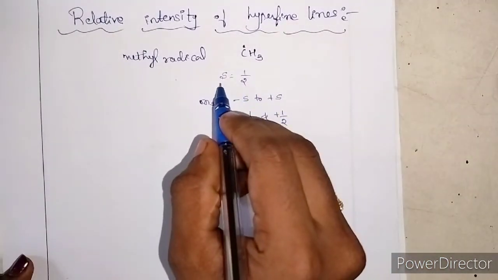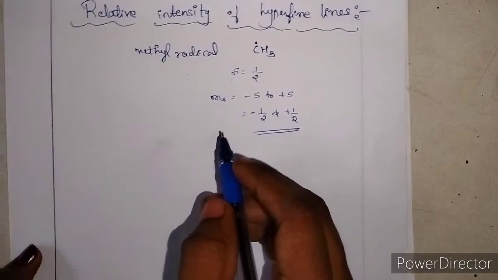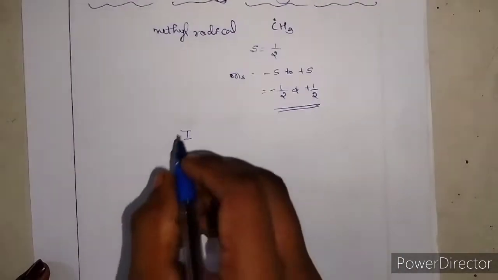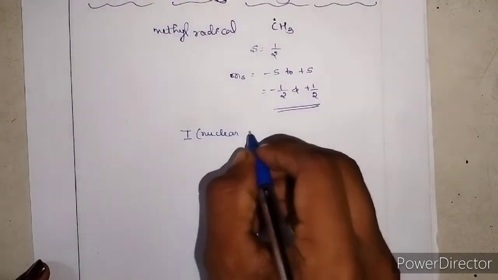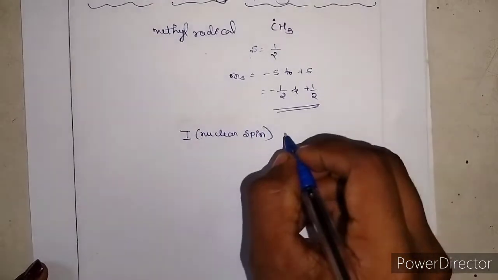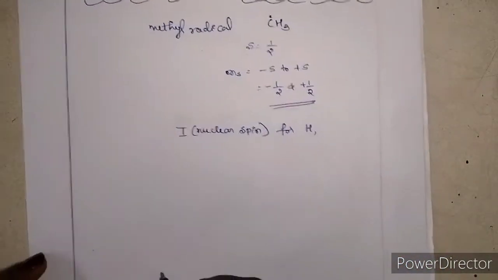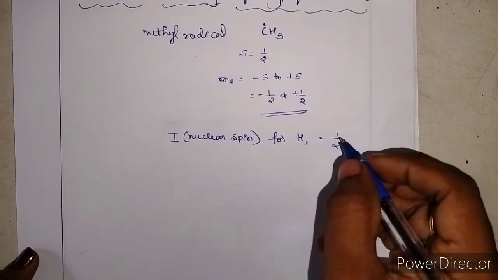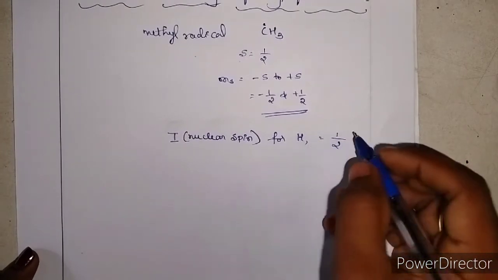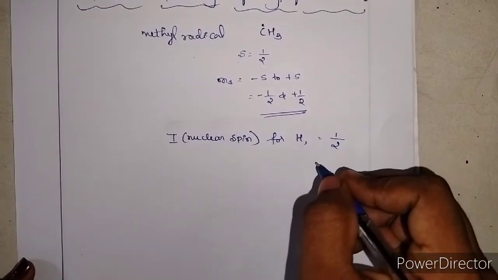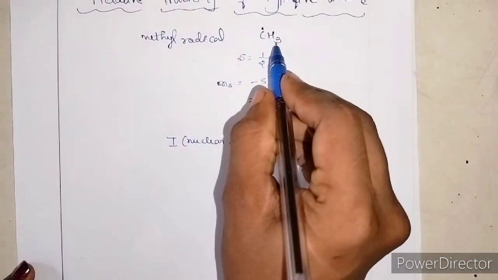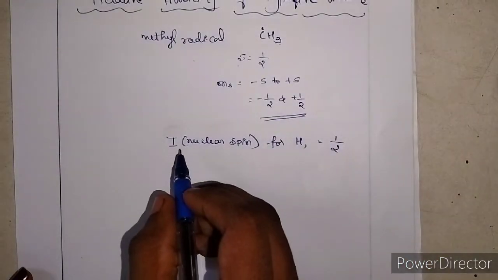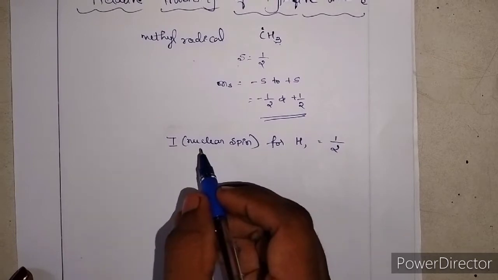This is the electron spin. Now we have to consider the nuclear spin, which can be represented by a capital I. For one hydrogen, the value of I is 1/2. Now if you look here, there are 3 hydrogens present in the methyl radical. Therefore we need to consider the I value for all the 3 hydrogen atoms.